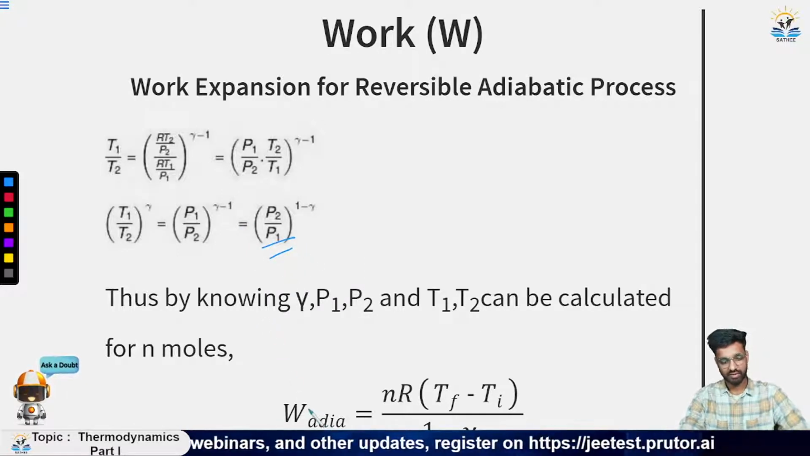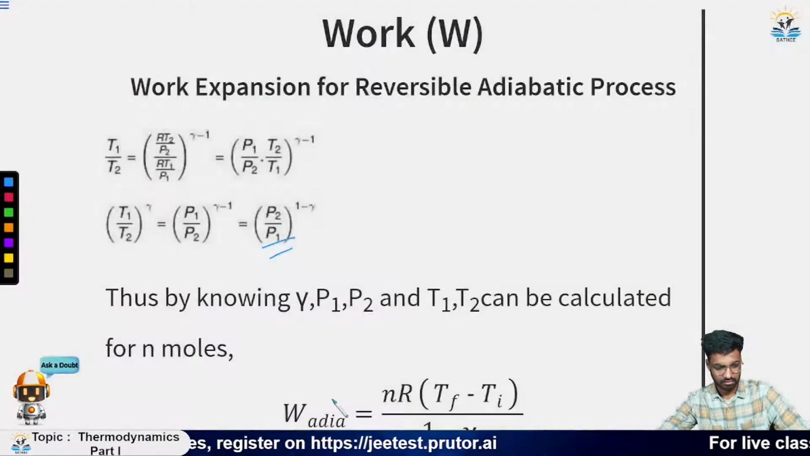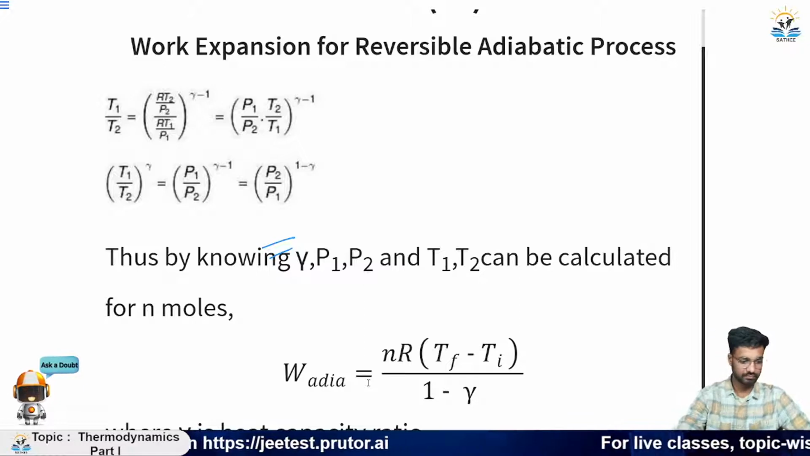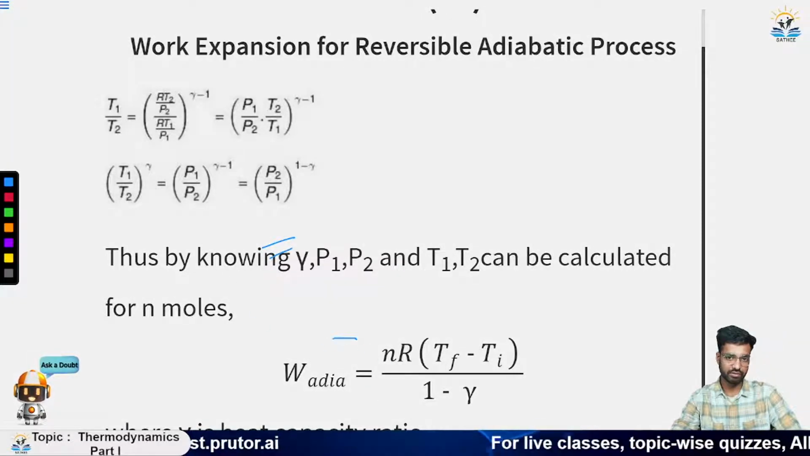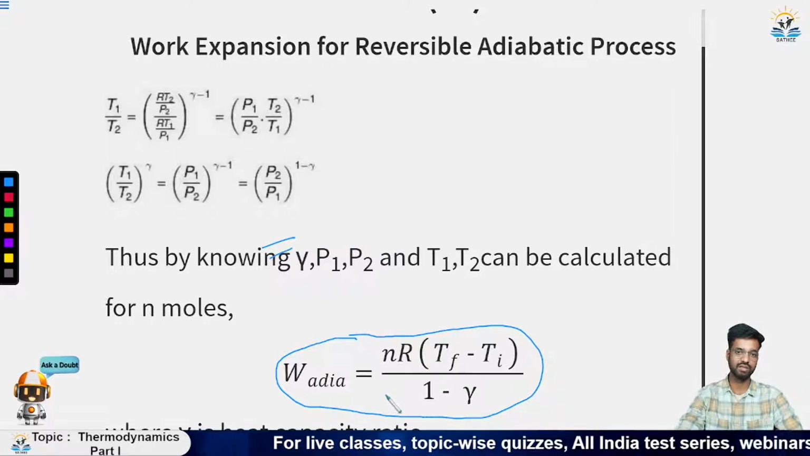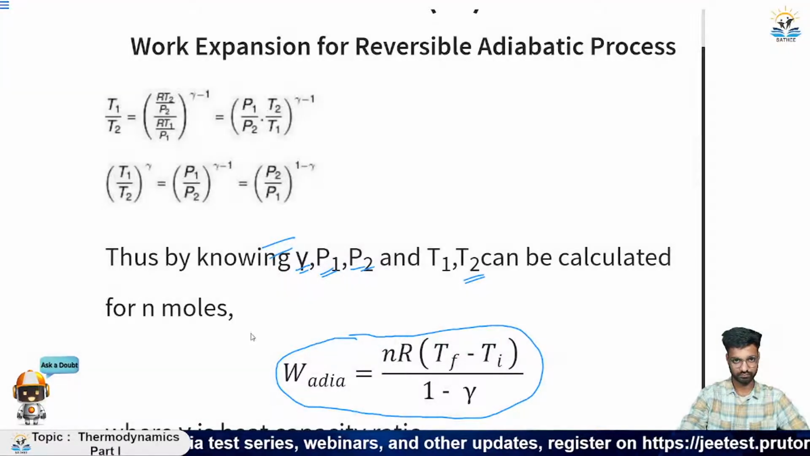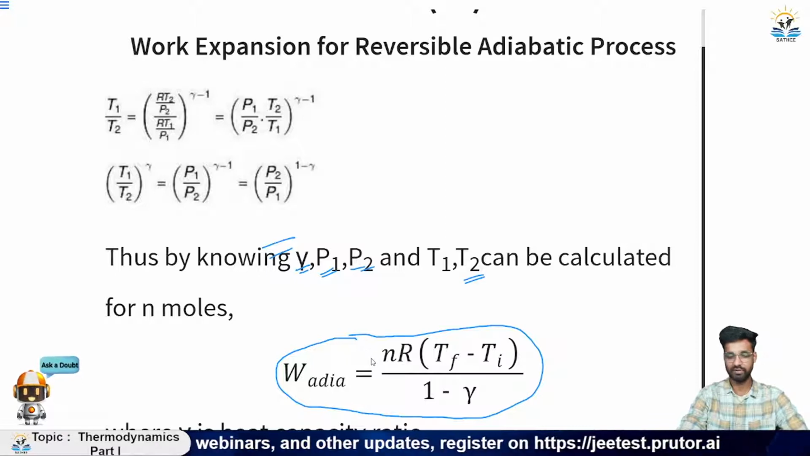Then we can calculate the work done in an adiabatic process like this. Work done is equal to nR (Tf minus Ti) by (1 minus gamma). So if you know gamma, P1, P2, T1, T2, then you can calculate the work done. So this is the work done in an adiabatic process.